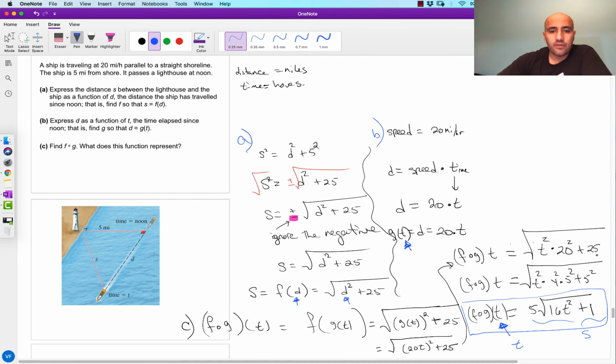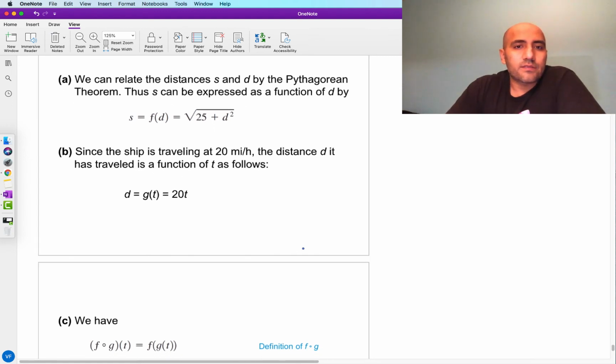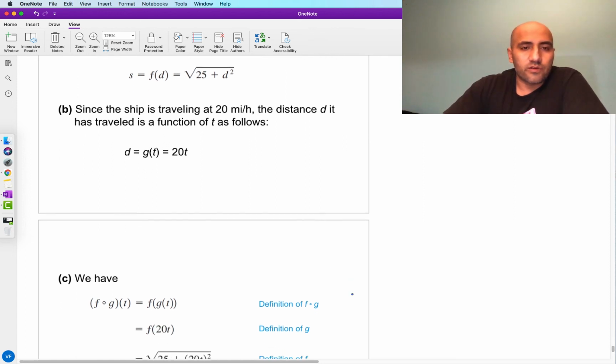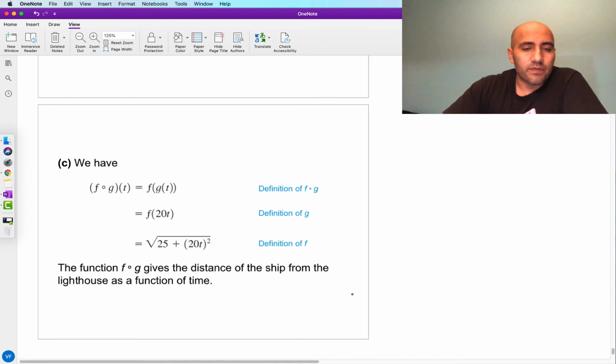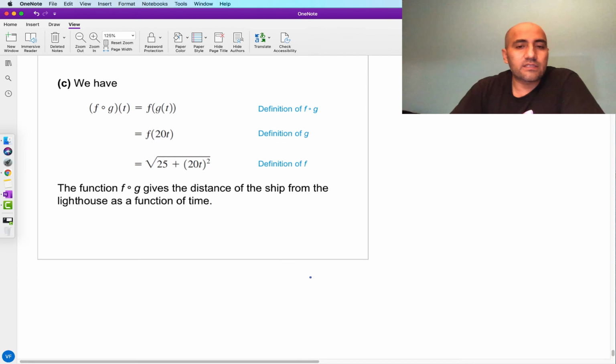Let's see what the author did. Okay, we can write distance s by the Pythagorean theorem. So d squared, that's the same thing I got. Yep, same thing, except I simplified this by factoring out a little bit more, but you could just leave it like that as well. It gives the distance of the ship from the lighthouse as a function of time.